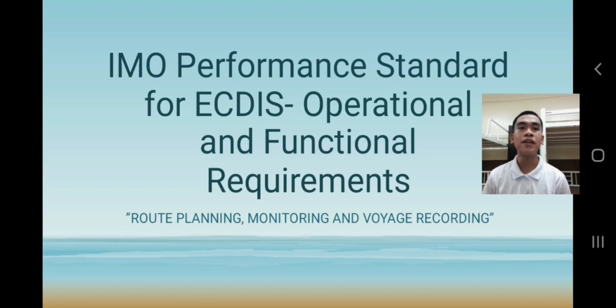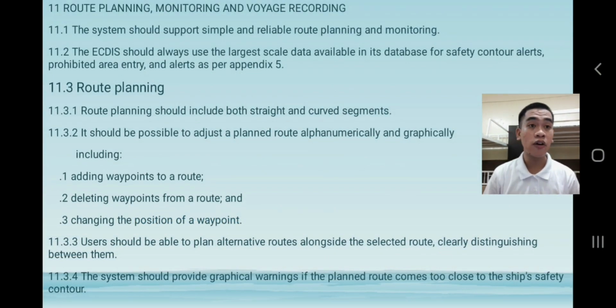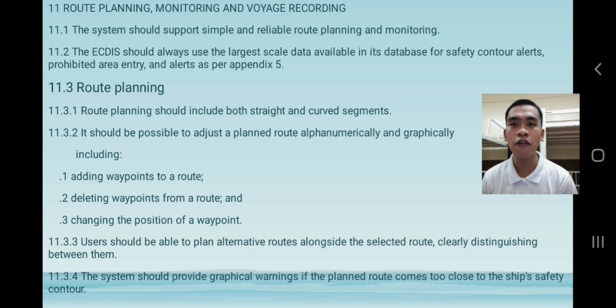Gamba of BSMT3 Canopus, and in this video I'm going to explain the IMO performance standards for ECDIS on the topic operational and functional requirements on route planning, monitoring, and voyage recording. Okay, so first, the route planning, monitoring, and voyage recording is adhered to according to SOLAS Chapter V, Regulation 34, that is on the safe navigation and avoidance of dangerous situations.